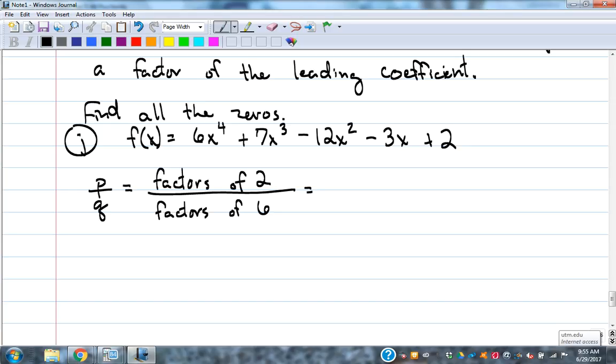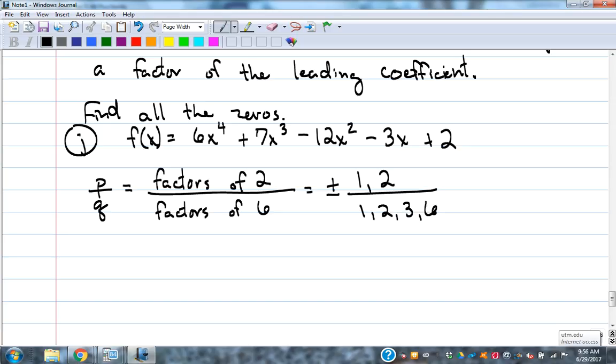Okay. Now, the factors of 2. What are the factors of 2? 1 and 2. Short list up there. But it's actually plus or minus, because positive 1 and negative 1 both go into 2. Positive 2 and negative 2 both go into it. On the bottom, what are the factors of 6? 1, 2, 3, and 6. But it's also plus or minus on those. Okay? Now, that's not the list. That's the factors. We need to build the list based on those factors.